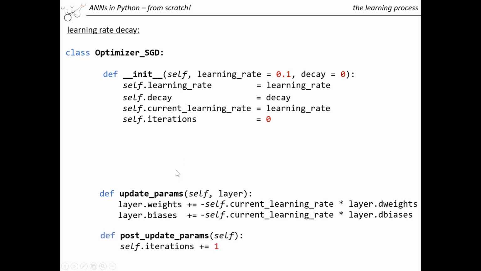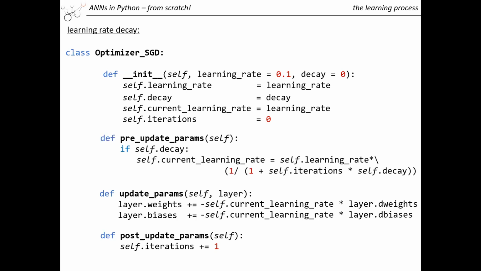Then we need another method. We just call post update parameters, where we just count the number of iterations, because we have to divide the learning rate by this product of number of iterations and the decay rate in order to get the current learning rate. And then, of course, we have to modify the learning rate itself. And we will do this in a new method that we call pre-update params. So if we have self-decay, then we just calculate the current learning rate by taking the initial learning rate and divide it by this product, self-iterations times self-decay, which is essentially this equation.